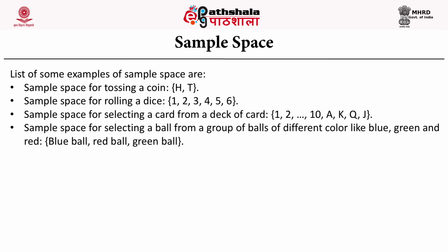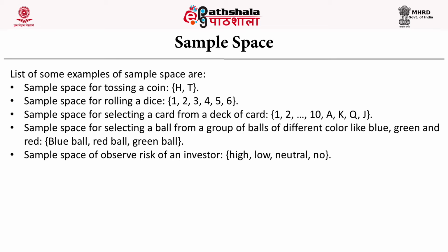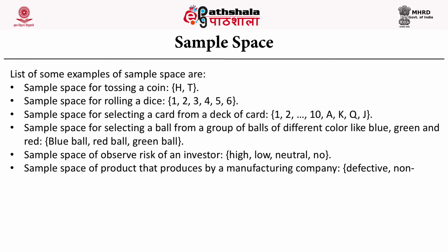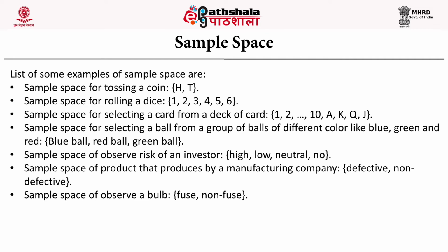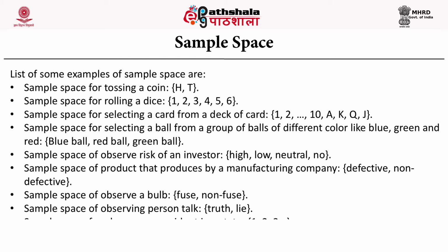Sample space for selecting a ball from a group of balls of different colors, blue, green and red, is blue ball, red ball, green ball, because we can select one ball at a time. So the sample space is the collection of all the different colors of balls. Sample space of observed risk of an investor: it can be high, low, neutral or no risk. Sample space of a product produced by a manufacturing company: as we already discussed, there are two outcomes. If we combine them, the sample space will be defective or non-defective. Sample space of observing a bulb is fused and non-fused. Sample space of observing a person talk: a person can tell a truth or a lie.